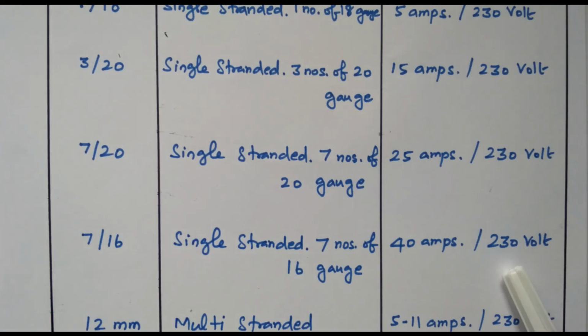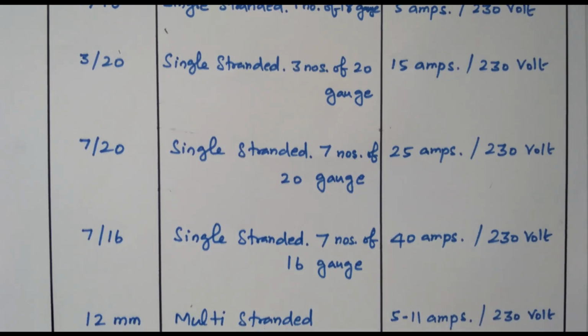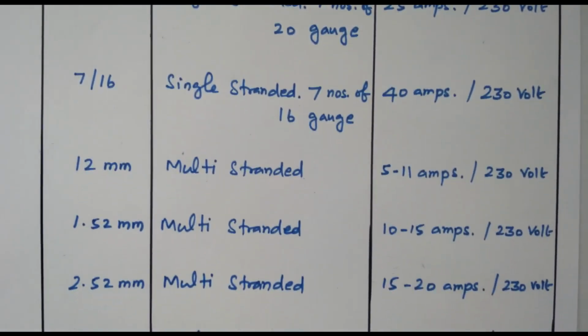Then we'll go to the next type. So far what we discussed are single stranded cables. All are single stranded, the numbers are available, and the capacity is also given. Now we'll go to the remaining types.